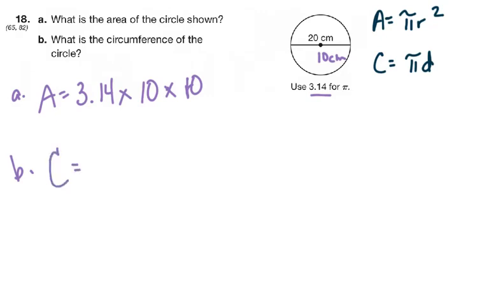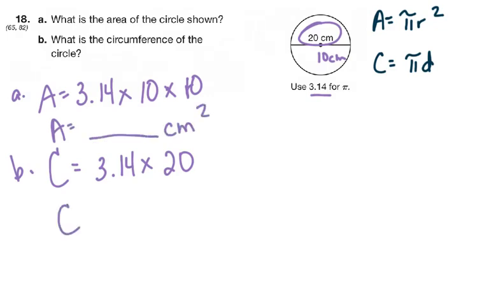B, you're going to do your circumference. Circumference is pi times d. Now they did give you d, and they told you it's 3.14 times d, which is 20. And then you're going to multiply those together, and it's circumference, which is just the distance around the circle. So it's just going to be plain old centimeters. So this is going to be centimeters squared, and this is going to be just centimeters for the circumference.